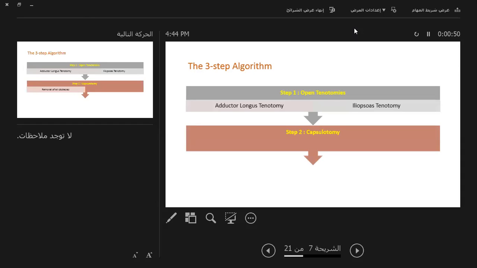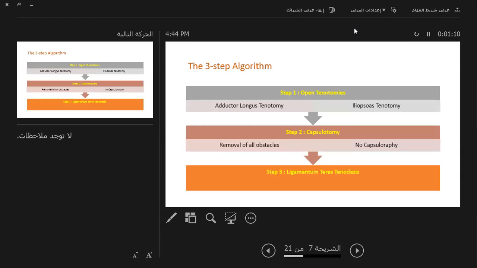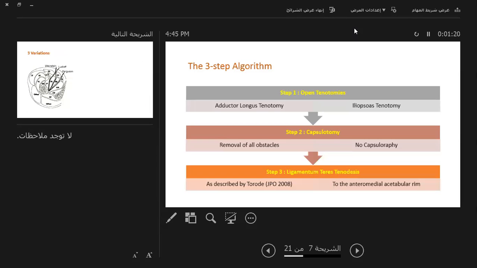By making the capsulotomy, we remove all the intracapsular obstacles to reduction, as well as the transverse acetabular ligament. Again, we assess the stability of the hip. If it is satisfactory and stable, then we conclude our surgery and apply hip spica. But if it is still unstable, we proceed to the last step of the algorithm, which is ligamentum teres tenodesis. In brief, this step includes detachment of the acetabular end of the ligamentum teres, shortening it, then reattachment to the inferior-medial acetabular rim.